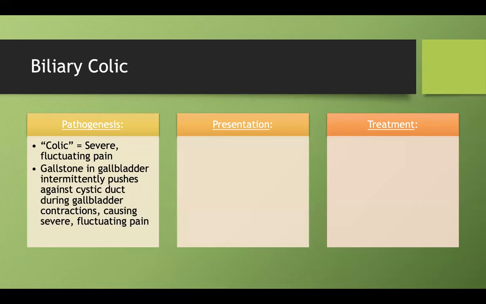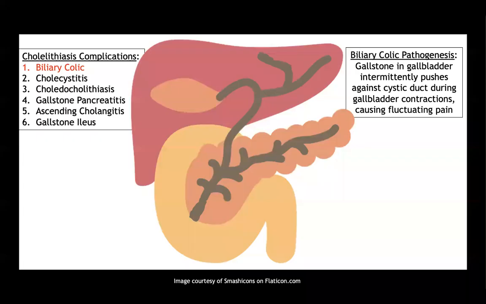And so why is it causing this colicky pain that comes and goes? Well, what's happening is that each time your gallbladder is contracting, that gallstone can start rubbing against the cystic duct and causing a little inflammation. And then when your gallbladder relaxes, that stone goes away. And then when it contracts, it does the same thing. So that's why you get this severe fluctuating pain in biliary colic.